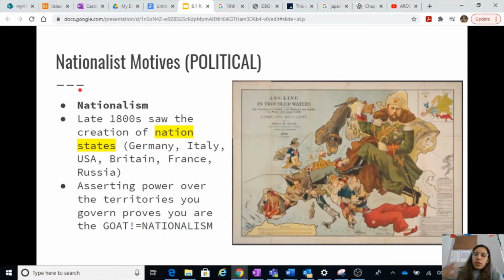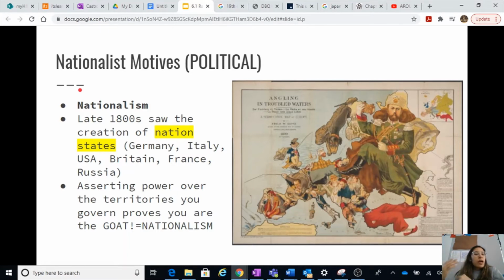So we've got three different motives for colonization. The first one is a nationalist motive. This is mostly political. It can also be cultural and intellectual, but we're going to categorize it as political.